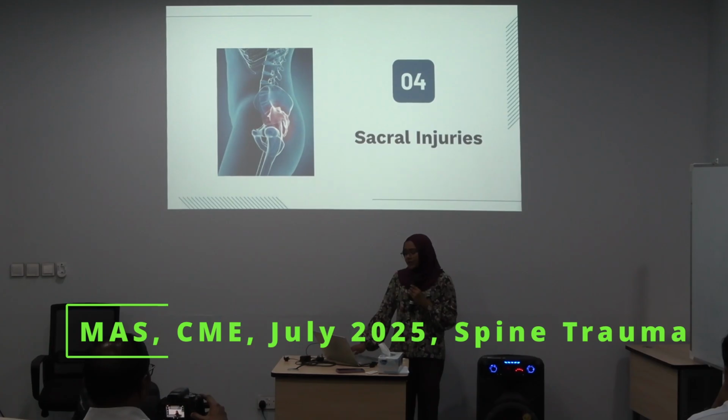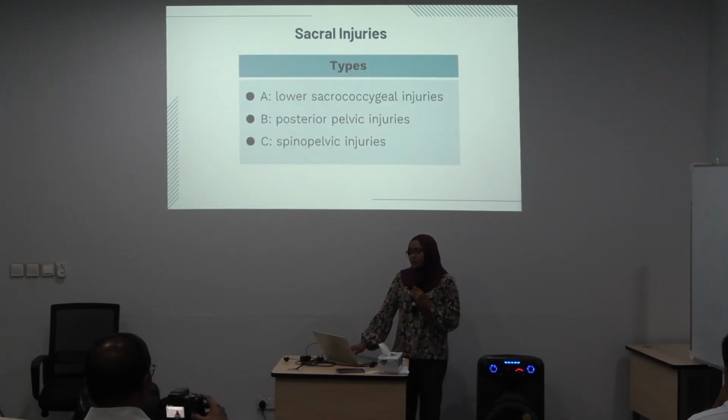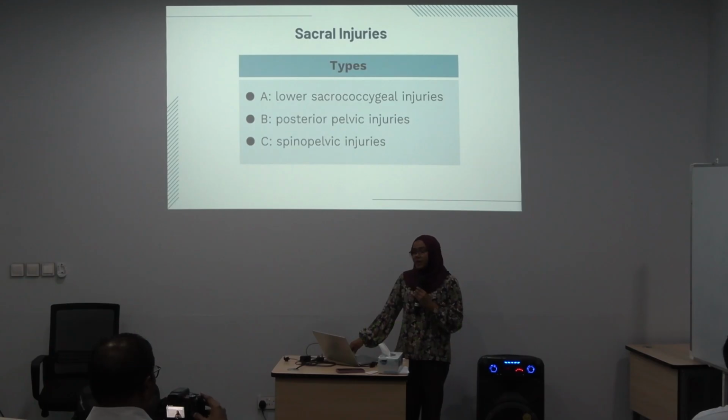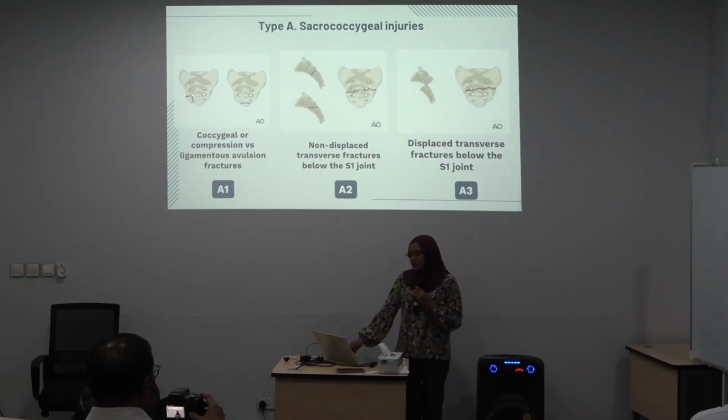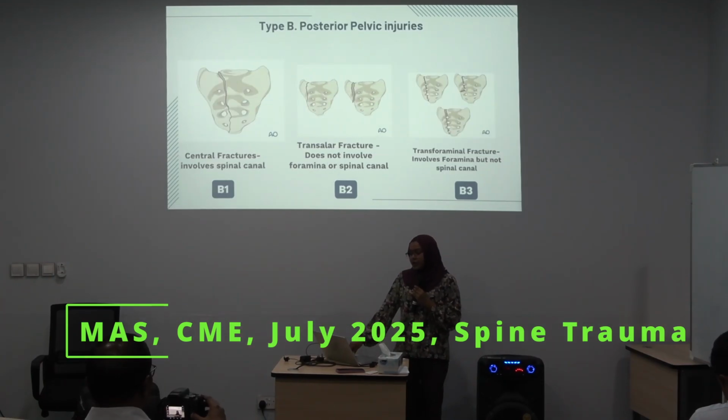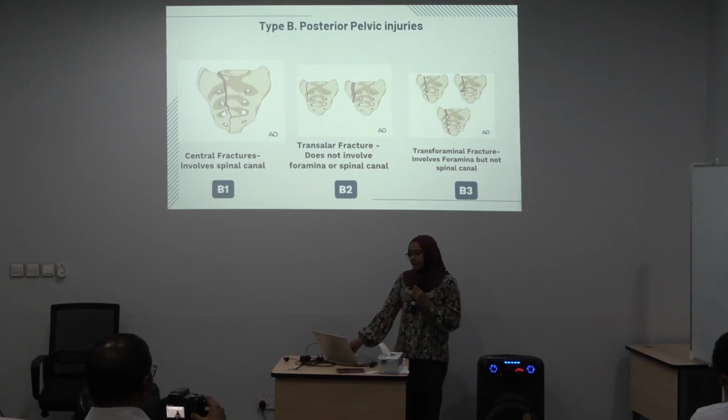Going into the last part, sacral injuries. Sacral injuries are divided based on anatomical location, where we see type A injuries only for lower sacrococcygeal joint injuries. Type B is when there are posterior pelvic injuries, and type C when there are spinopelvic injuries. Here you can see pictures from A1 to A3 of sacrococcygeal injuries, A3 being the most severe form, where there is a displaced transverse fracture below the S1 joint. Type B is when there is involvement of the posterior pelvic region.